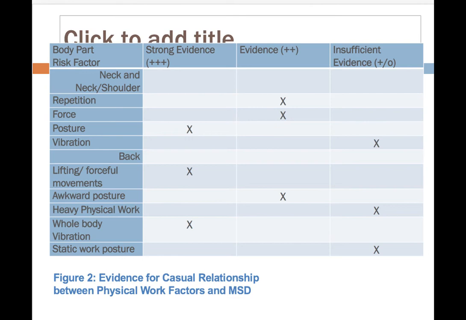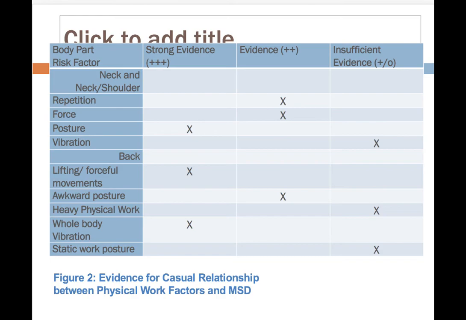So this is an example from an ergonomic context where the evidence for the causal relationship between exposure to physical workplace risk factors was well cited in the epidemiology research. And you can see there's strong epidemiology evidence, along with the biomechanical evidence that posture causes problems in the shoulder and neck, and forceful movements cause problems in the back, but yet pretty weak evidence that vibration causes shoulder and neck problems. So there's some evidence, but not a lot. So epidemiology helps to build that body of evidence.